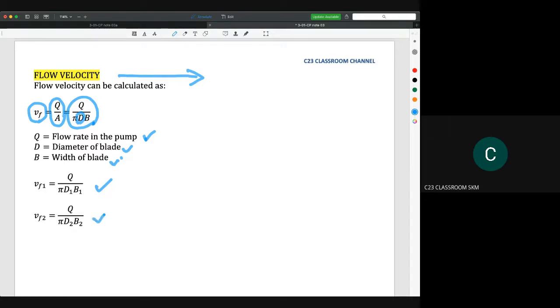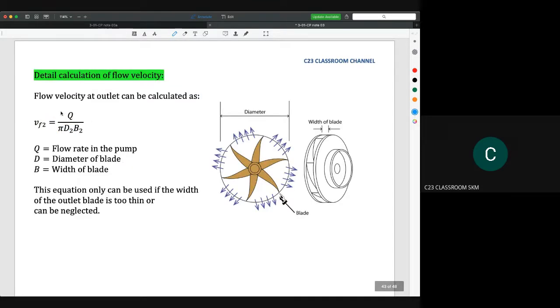Okay, this equation actually comes from this idea. You must understand that. The water actually comes from the middle point here, and then it goes in the radial direction. So the water will go out at this area.